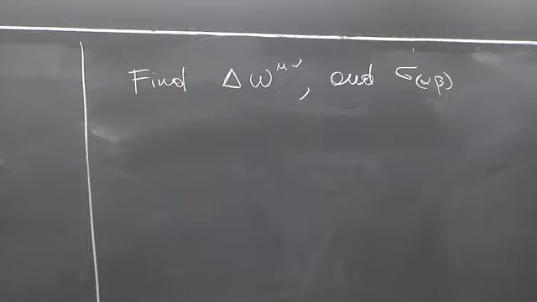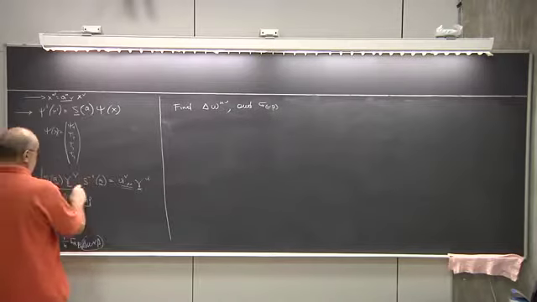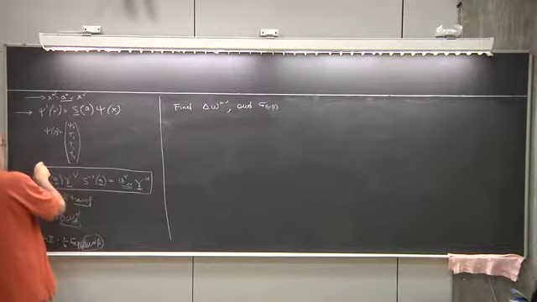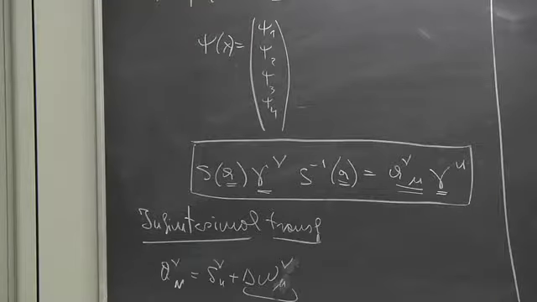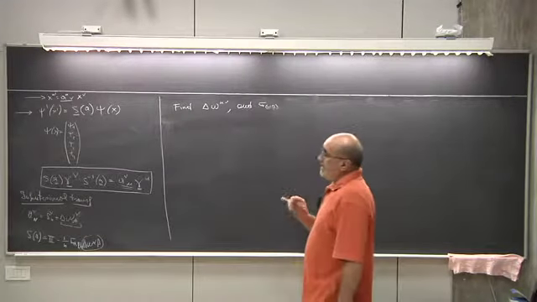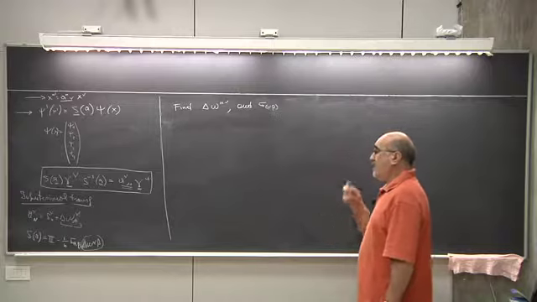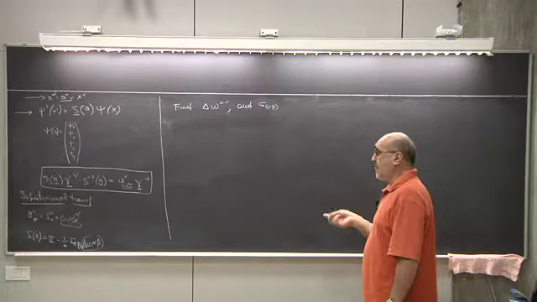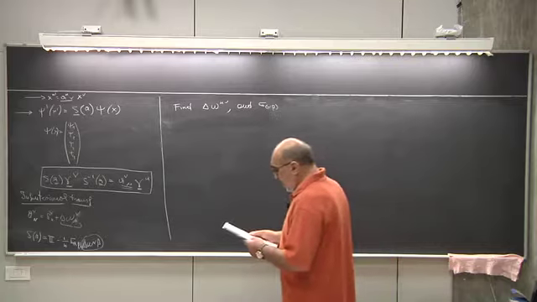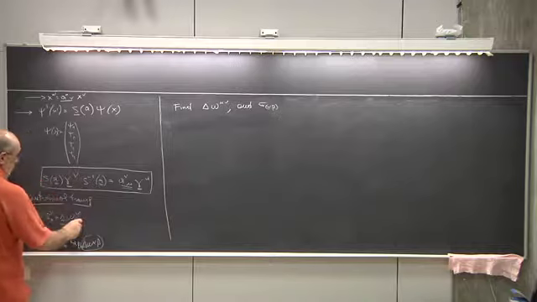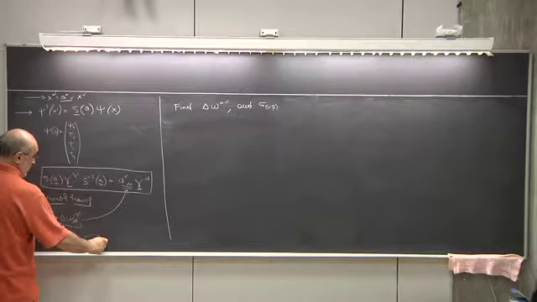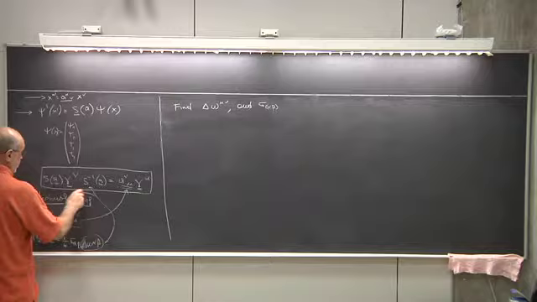Well, it should not be too difficult, because we know that the S has to satisfy this relation. And this relation, we derived it yesterday, imposing that the Dirac equation is invariant. Invariant in the sense that the form is invariant. X goes into X prime, psi goes into psi prime, but the form is invariant. So let's now plug in this here, and let's plug in this here and here.